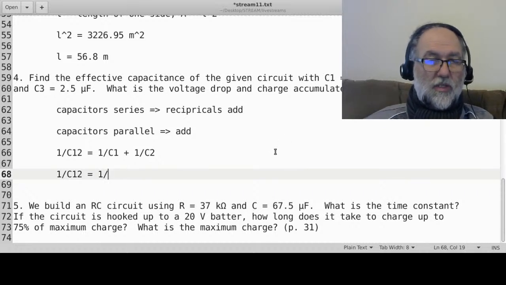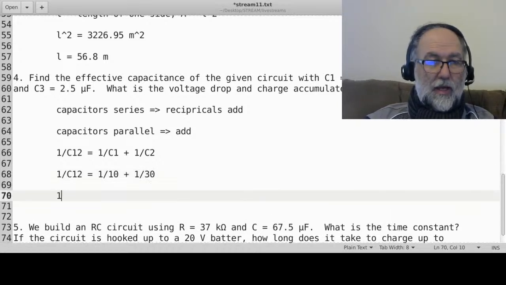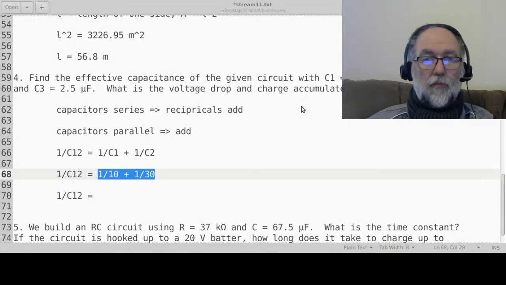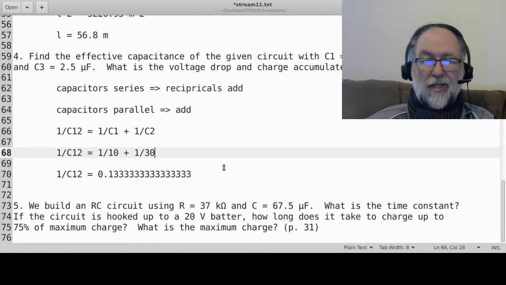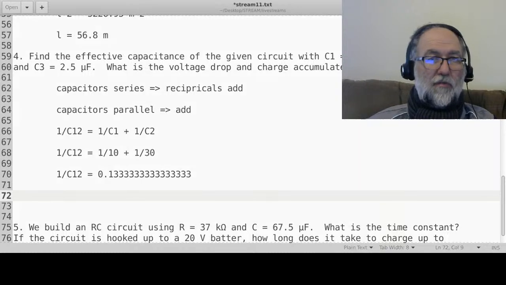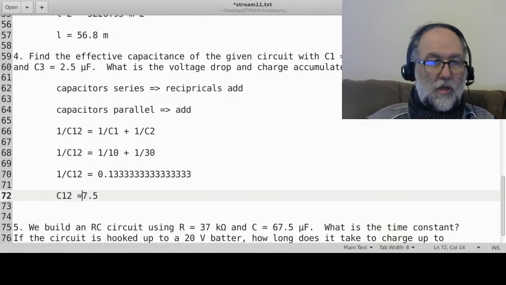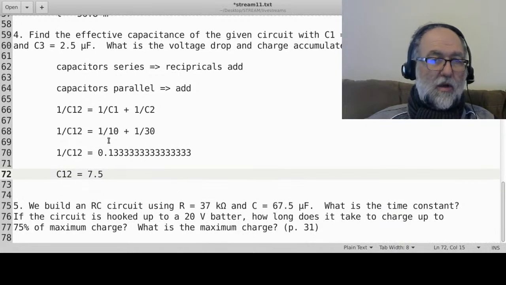And what's that going to equal? 1 divided by C1, which was 10, and we can actually work in microfarads, and then the answer will come out in microfarads, plus 1 divided by 30. And that gives you 1 over C12 equal to this number right there. That's not yet the answer because we want the reciprocal of that number, and the reciprocal of that number is 7.5. So C12 is 7.5, and since all the units we were working with were microfarads, that answer comes out in microfarads.